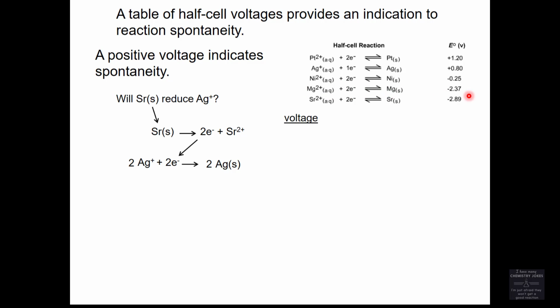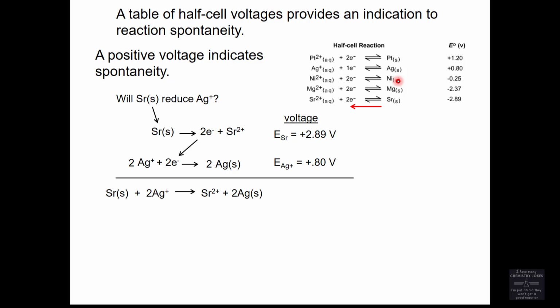Looking at my strontium reaction up here, the reduction potential of strontium is negative 2.89. But since my equation has strontium being oxidized, I change the sign, positive 2.89. The reduction potential table up here for silver has silver gaining an electron. I'm pulling that down without changing anything, 0.8 volts. Summing that reaction together, I get my overall reaction here and an overall voltage of 3.69 volts. It is absolutely a spontaneous reaction.